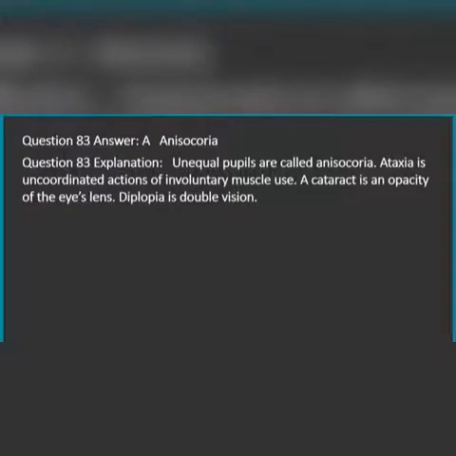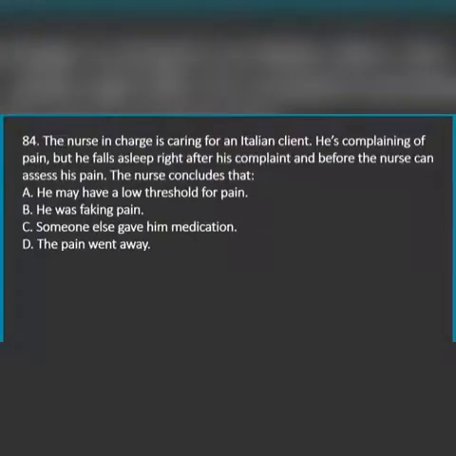Question 83 Explanation: Unequal pupils are called anisocoria. Ataxia is uncoordinated actions of voluntary muscle use. A cataract is an opacity of the eye's lens. Diplopia is double vision.